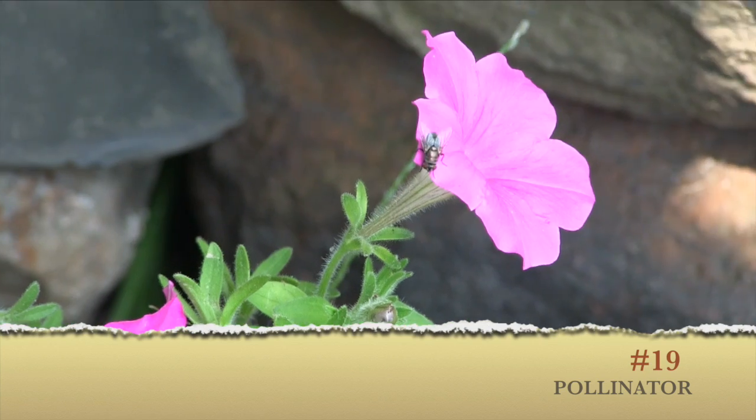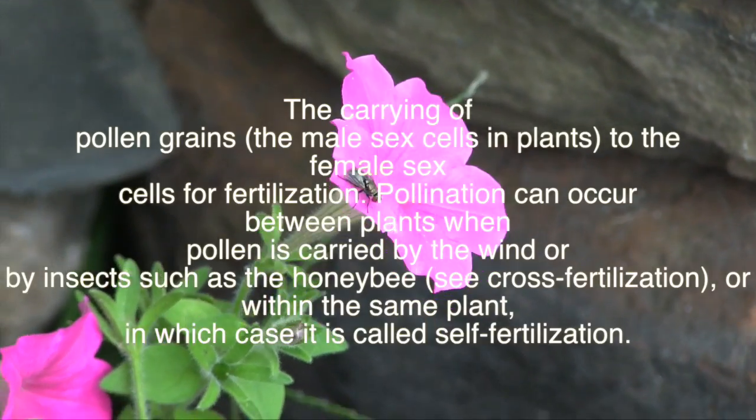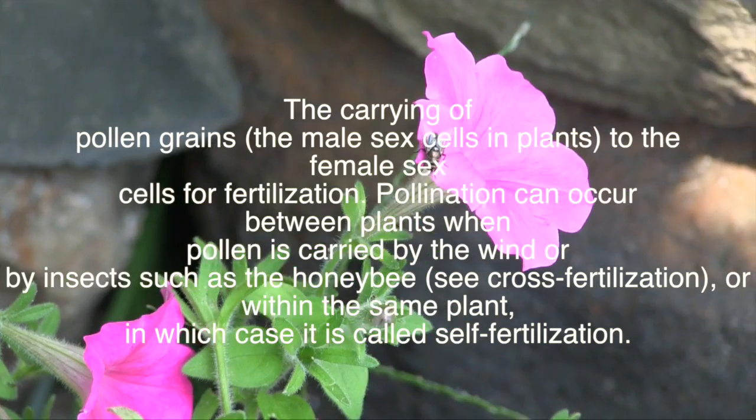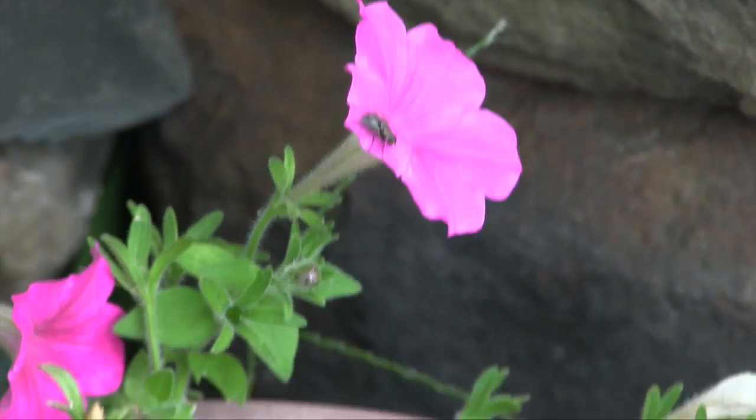Making number 19 on our list is pollinator. Staying away from the most iconic pollinator, the bee, I decided to use the most efficient one, the fly, on the flower, which kind of rhymes. Could be a rap song, fly on the flower, fly.